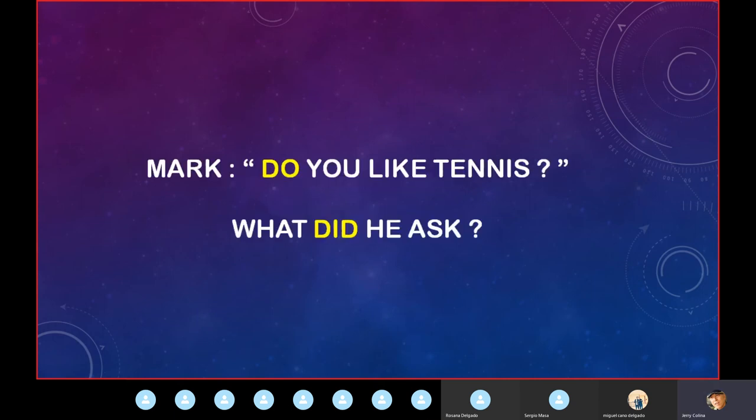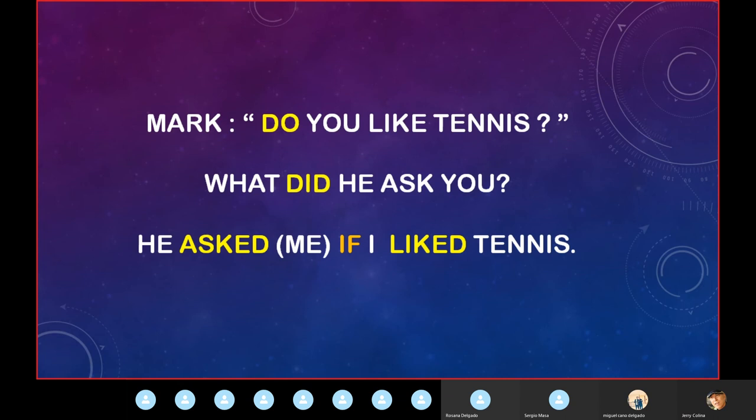For example, do you like tennis? When you report this, you are going to replace, substitute do with the conjunction if. He asked me if I, present becomes past, if I liked tennis. Friends, if you don't understand something, let me know for me to help you.